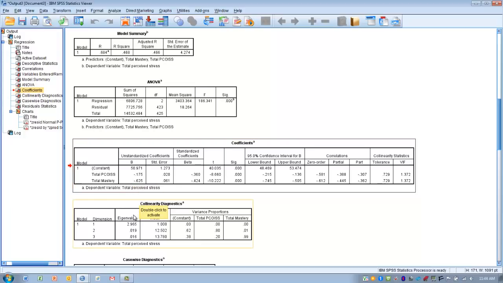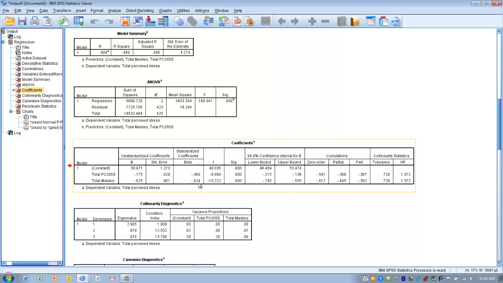Now in this case we are interested in comparing the contribution of each independent variable. And so we're going to use these standardized coefficient beta values. So we look at the beta column and find which beta value is the largest. And we're going to ignore sign. It doesn't matter if it's positive or negative.